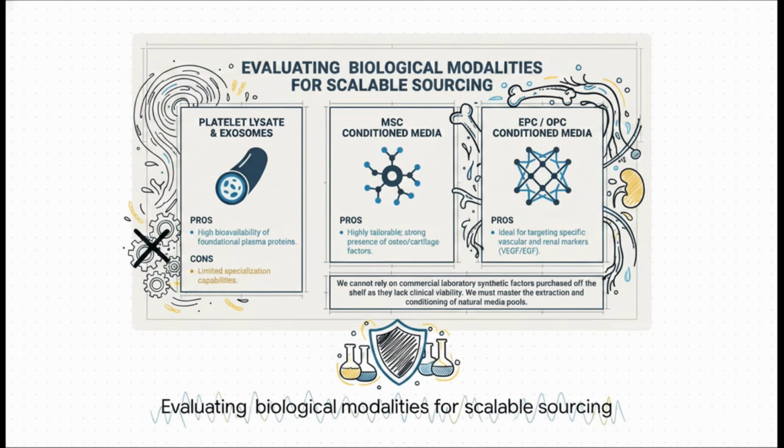We essentially have 3 main ways to do this. You've got platelet lysate, which offers high bioavailability but is kind of limited in specialization. On the flip side, MSC and EPC conditioned media are highly tailorable. Endothelial progenitor cells, for example, are absolutely ideal if you're trying to target specific vascular markers.